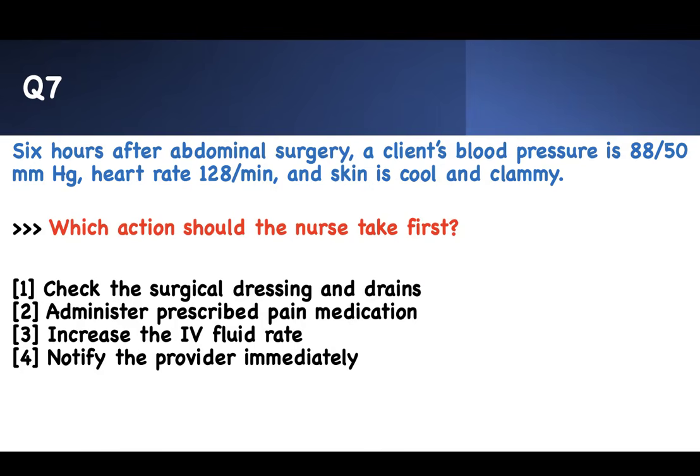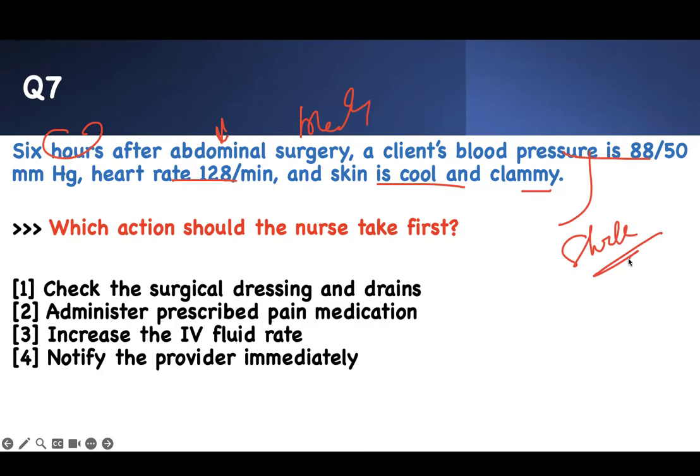Which action will you take? Check the surgical dressing and drain, administer prescribed pain medication, increase IV fluid rate, notify the provider. What do you think? We have a problem. Six hours ago, abdominal surgery, mostly bleeding, and I'm having hypotension, tachycardia, cold and clammy. This is consistent with what? Shock. This patient has hypovolemic shock. Based on that, which answer choice will you pick?